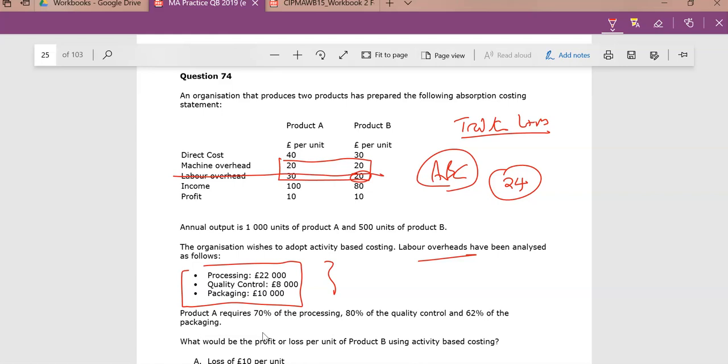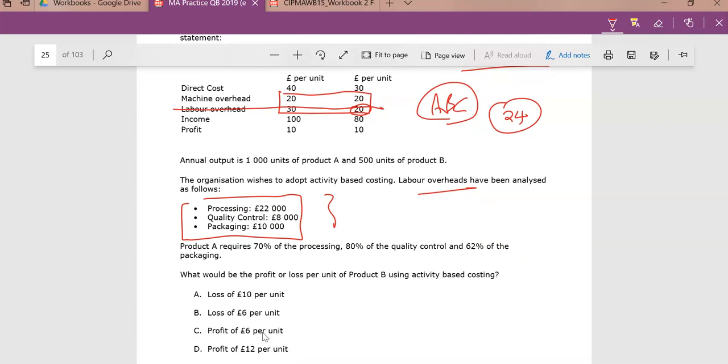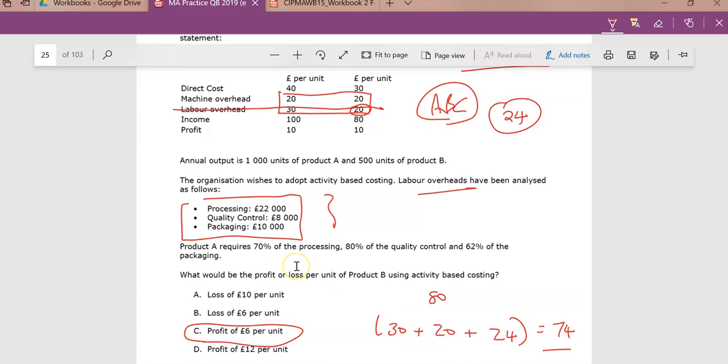So for my product B, I'm selling each. The question is, what would be the profit of the product B? So I'm selling at 80. Cost is therefore direct cost of 30, machine overhead of 20, and my ABC has told me my new value should be 24. So this all becomes 74, and therefore my profit is 80 minus 74, and I have a profit of 6. So the answer is C. The answer is C. And finally, in this section, we will look at question 75.